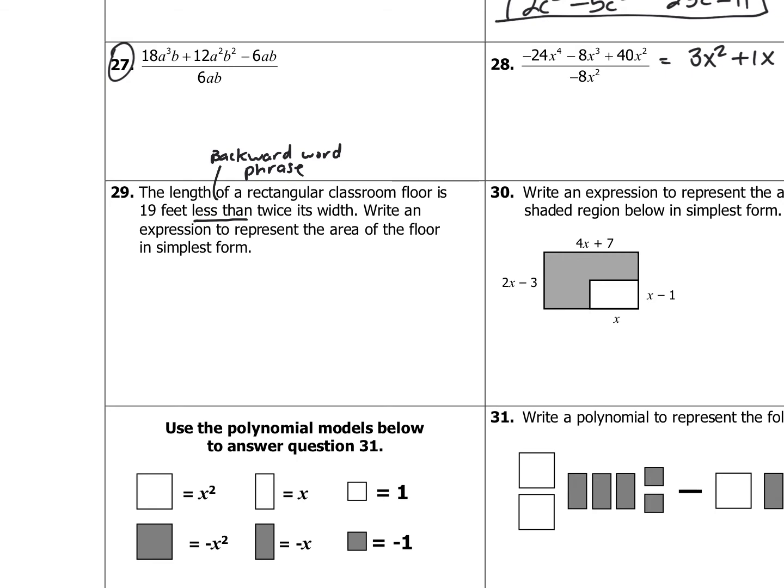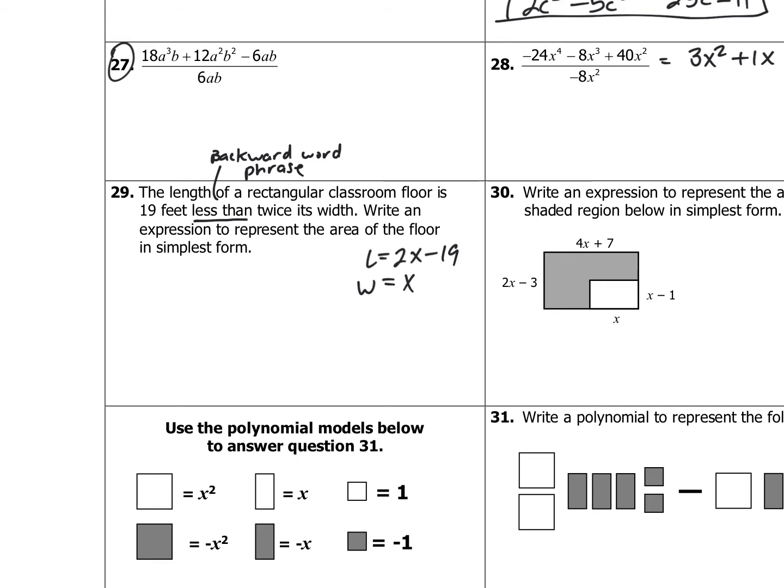So the length is 19 feet less than twice its width. So that's 2x minus 19. The width is just going to be x. And I knew that because they were describing the length in terms of the width. So since they're describing the length in terms of the width, then I know that the width is just x.